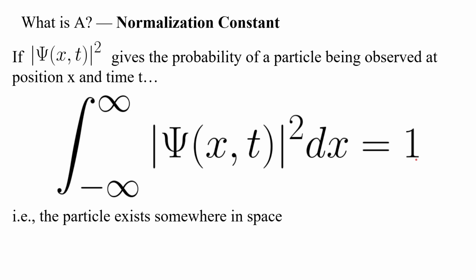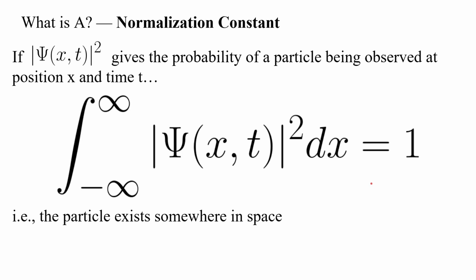For example, if you were to get 0.9 from this integral, then that means there's a 90% chance the particle does exist somewhere in real space, but there's a 10% chance that, if you measure the wave function and collapse it to try to get out a value for the position, it just doesn't exist at all.